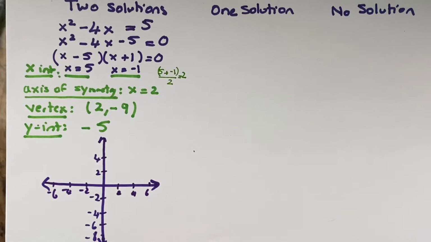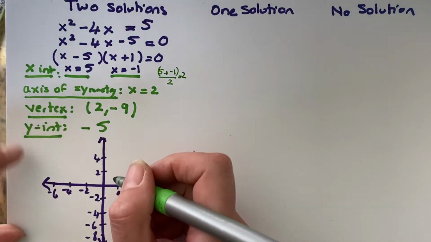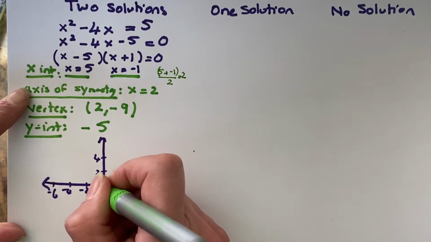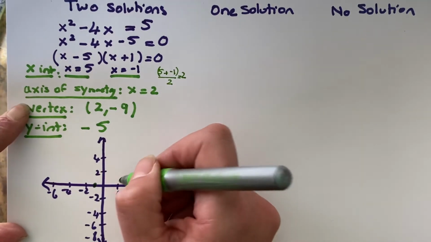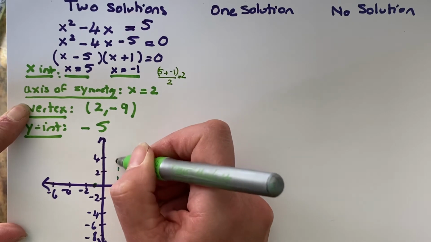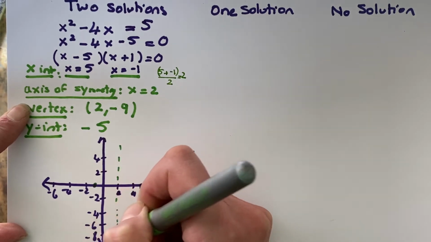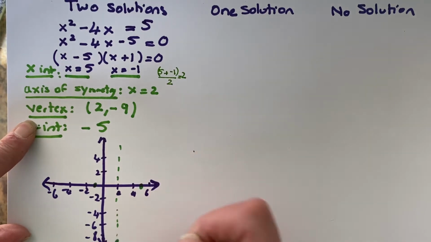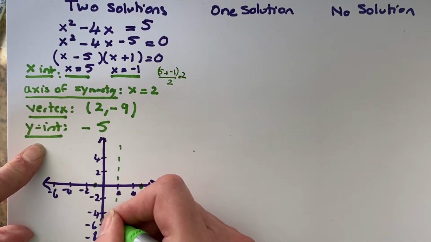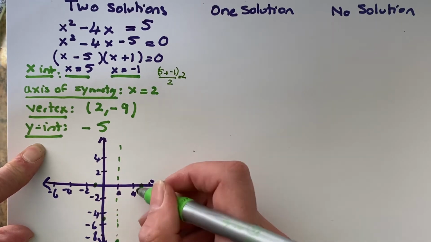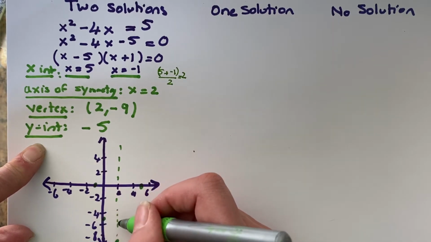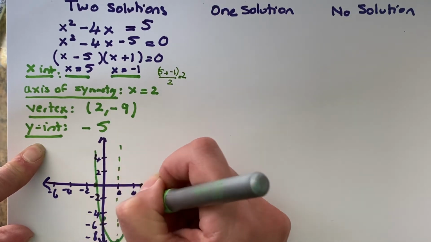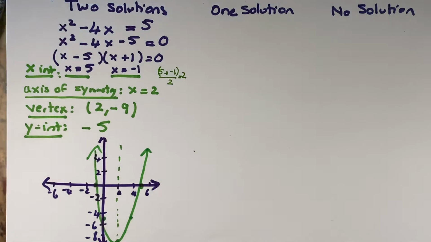All right, let me draw my parabola. Here are my intercepts. X equals 5, x equals -1. My axis of symmetry is going to be at 2. My vertex is at 2, -9. My y-intercept is at -5. And I can also find my last point, right? If this is -5, this is going to be around 4. And there I have the shape for my parabola. Pretty easy.